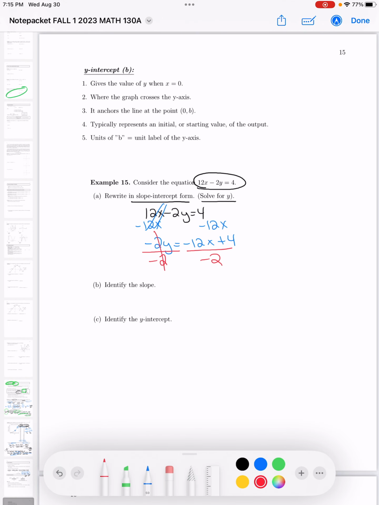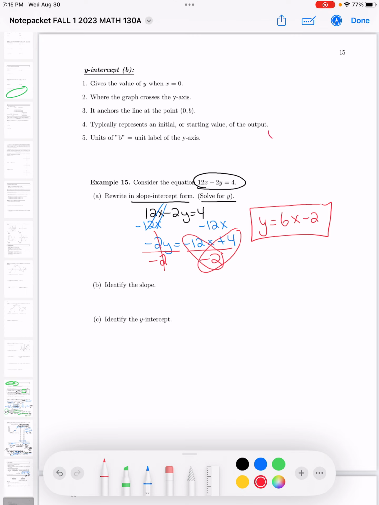So when I divide by negative 2, remember from our first day of class, we talked about common mistakes people make. Both terms have to be divided by that negative 2. 12 divided by negative 2 is 6, and 4 divided by negative 2 is negative 2. So y equals 6x minus 2.